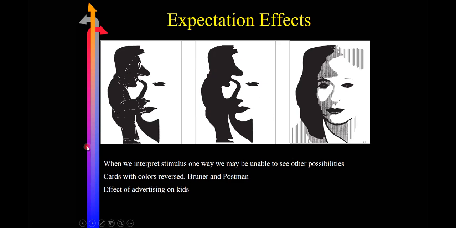So one thing to take away from that is when we have interpreted a stimulus one particular way, we may be unable to see other possibilities. That really comes into effect when we're having a discussion with someone and you have one idea that you've held for a long time and they come up with a different idea. You may not be able to really see their point because you've been blinded by preconceived ideas.